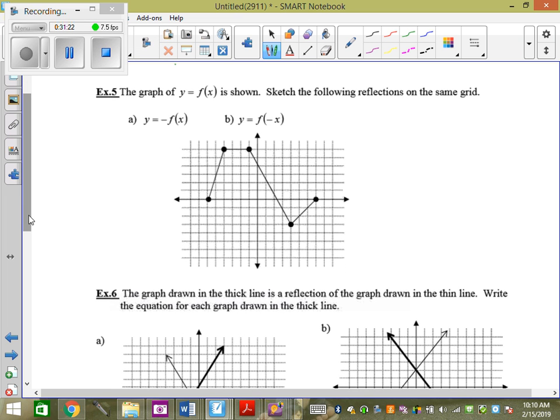So we're going to look here. I'm going to draw all the points for negative f of x in green. So my (x, y) is becoming what? Which one's being negated, the x or the y? The y, because unless it's in the bracket with the x, it does not affect the x. So I'm getting (x, negative y).